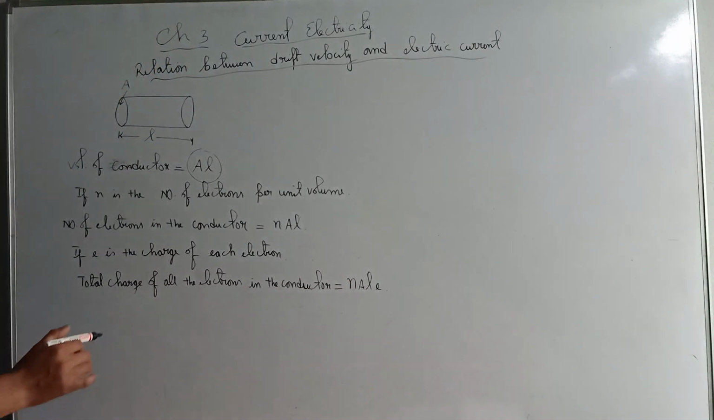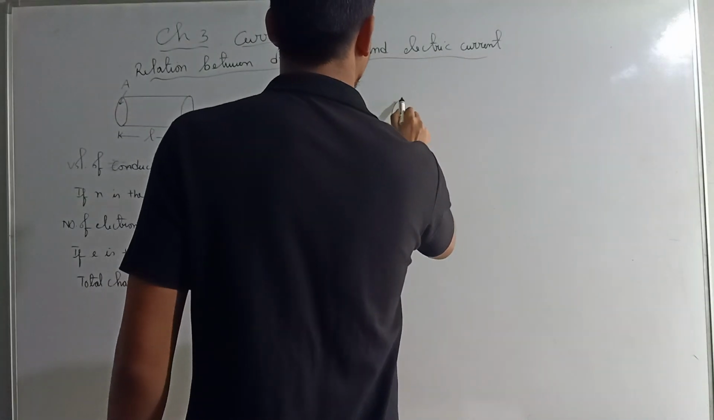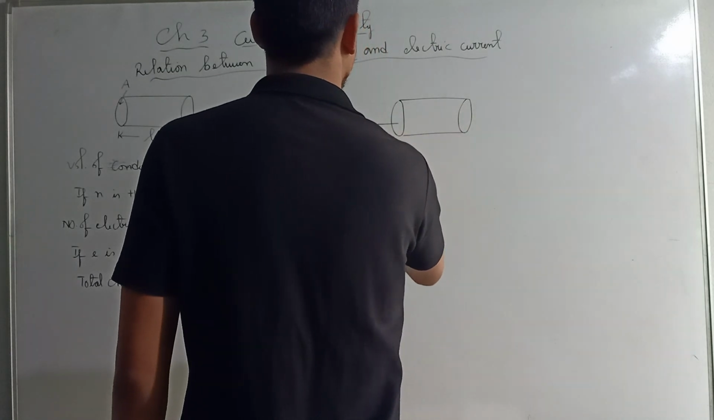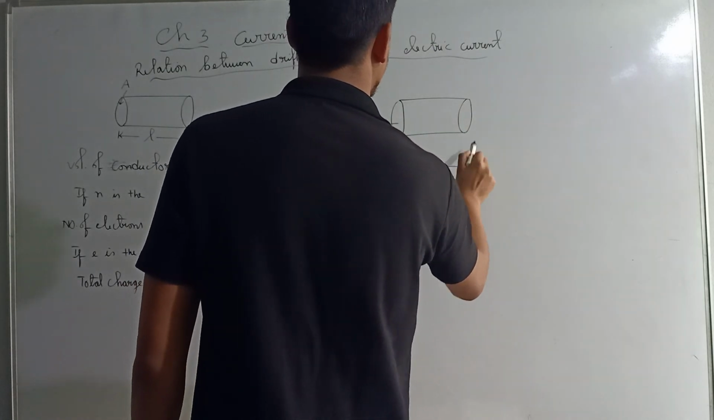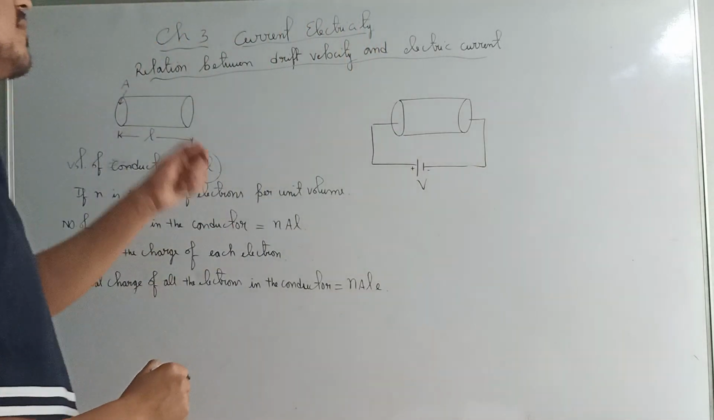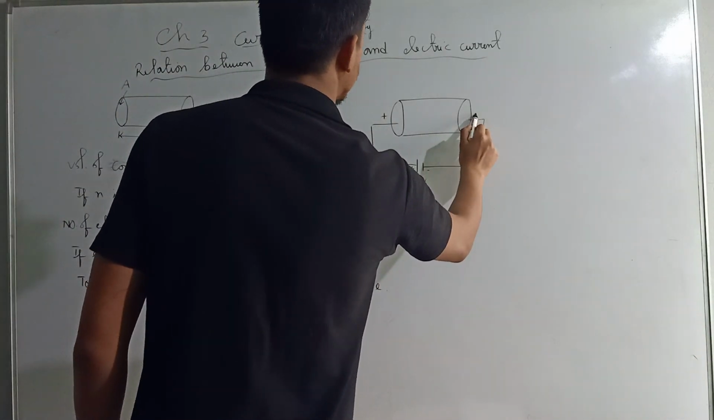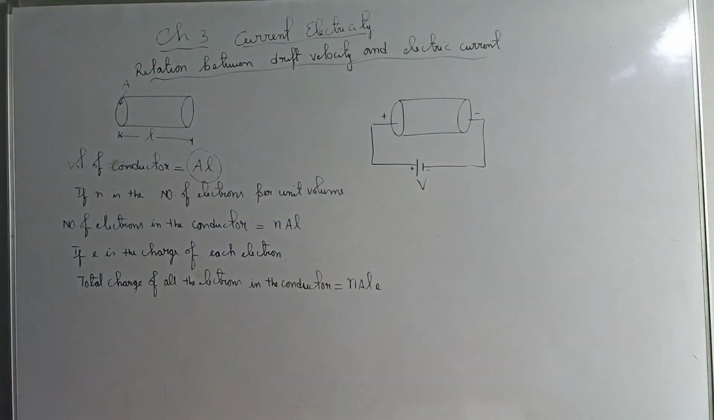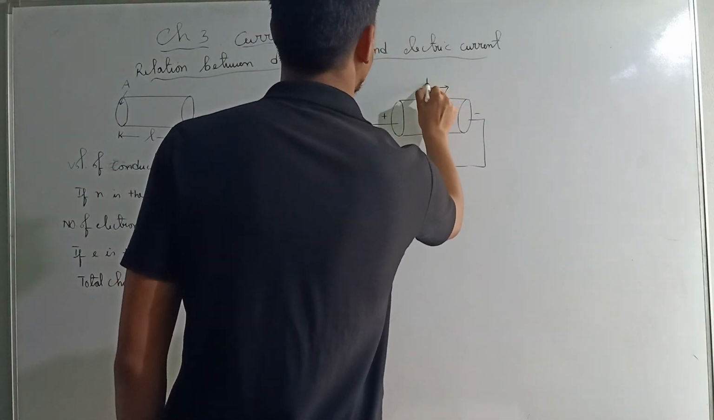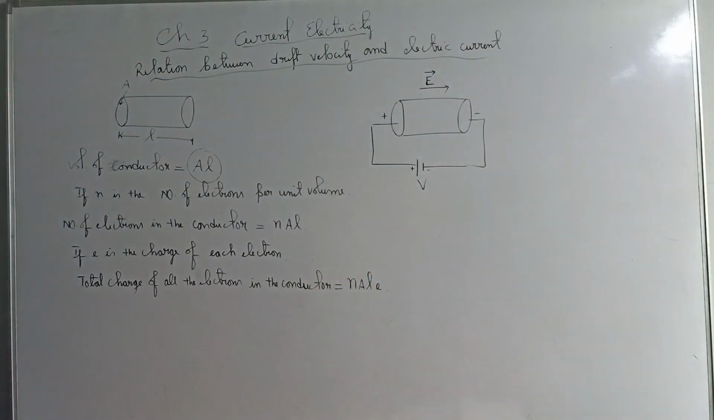Now, if this conductor is connected to a battery, say of potential V, then the potential will be set up across the two ends of the conductor, and hence an electric field will be set up across this conductor.